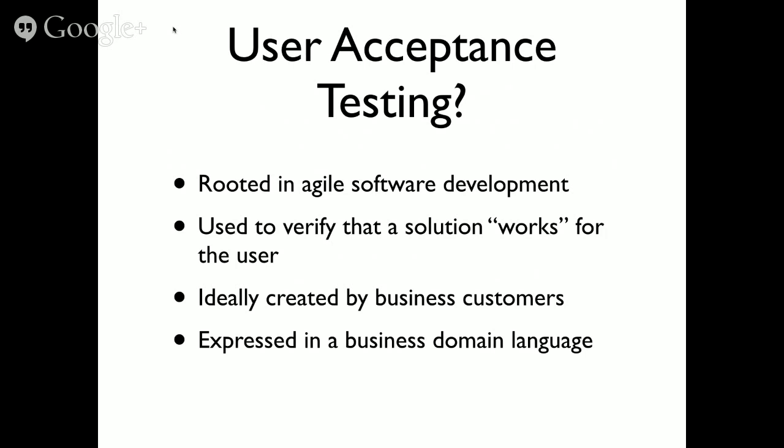Ideally, user acceptance tests are written by the business customer. Your client should be involved in writing user acceptance tests if you're doing it according to agile development methods. The whole key with user acceptance tests is that they're expressed in a business domain language. You're writing those tests in a language that is very understandable by the client. Because it's understandable, you can hand those written tests off to the client. They can read them and understand what the test is doing, and you can get their sign off on them.